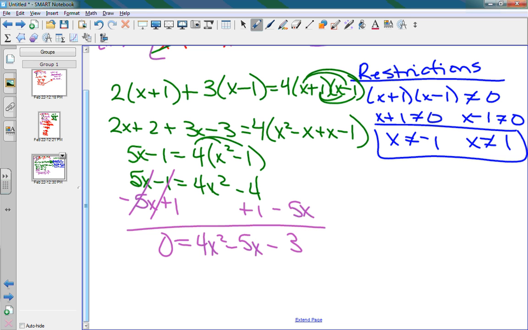Because I want it equal to 0. So I took everything over to the side with x squared. The x squared term is on the right-hand side, so that's why I brought everything from the left over to the right. Does that make sense?